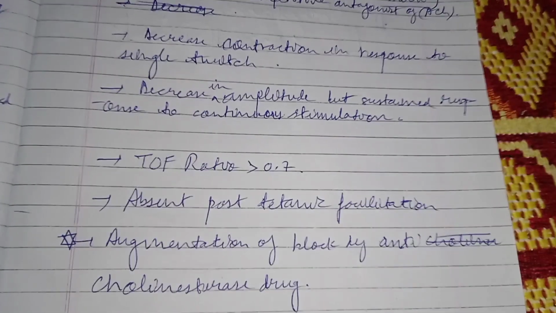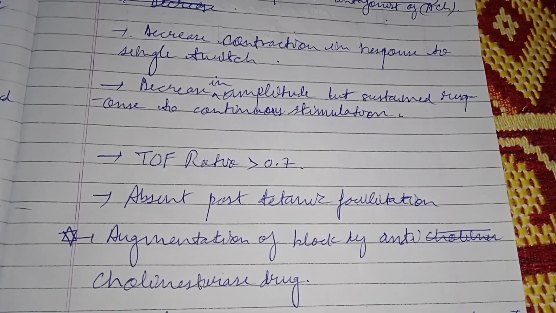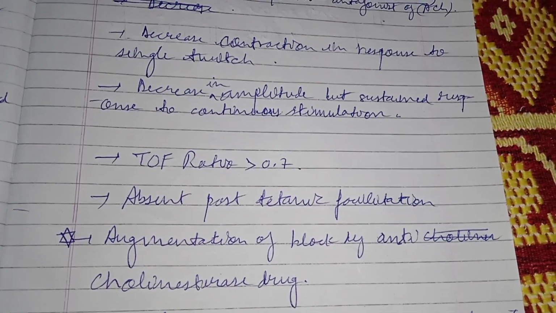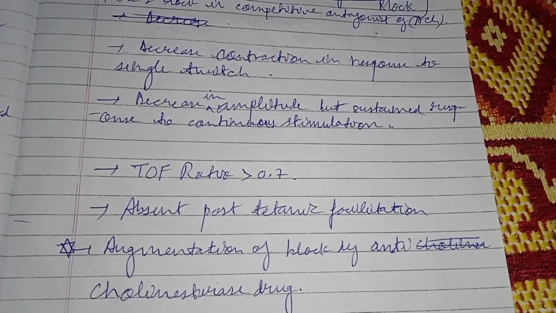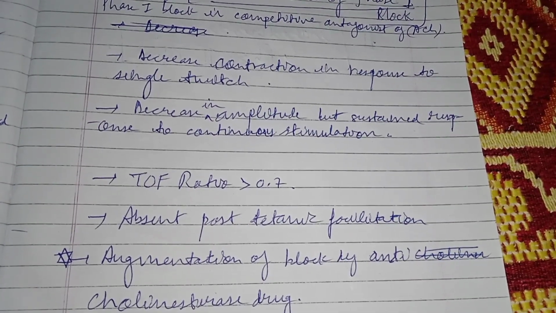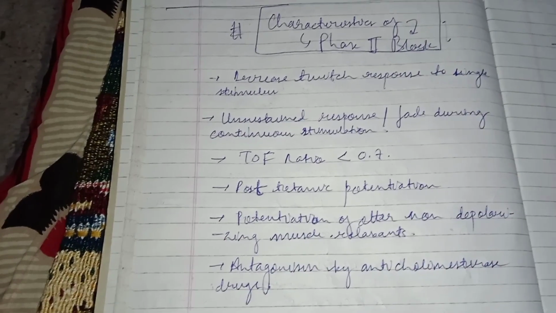I repeat, please keep this point in mind, that augmentation of block by anticholinesterase drug occurs over here because succinylcholine is a depolarizing muscle relaxant. Now let's look at the characteristics of the phase 2 block.